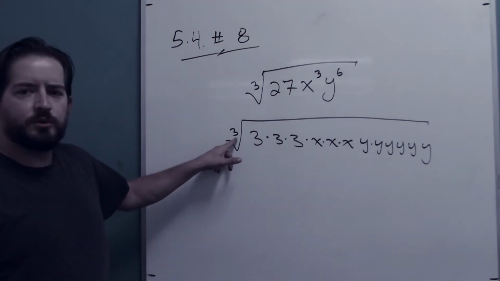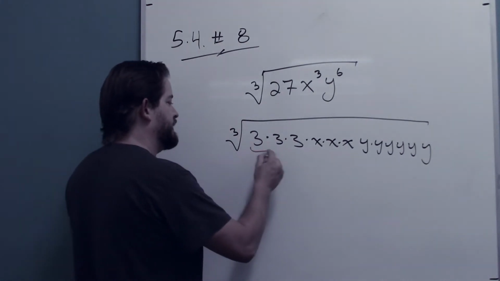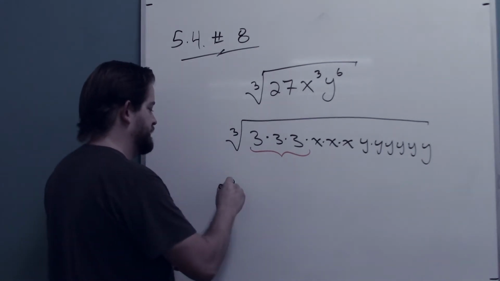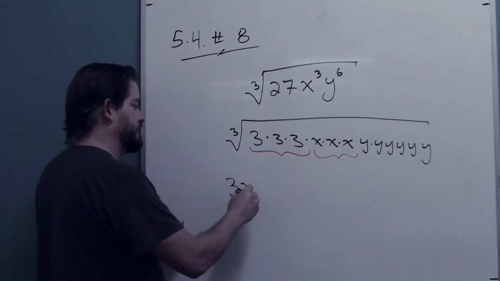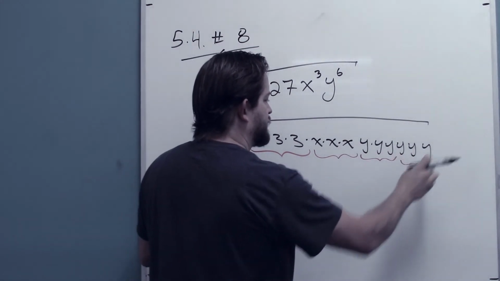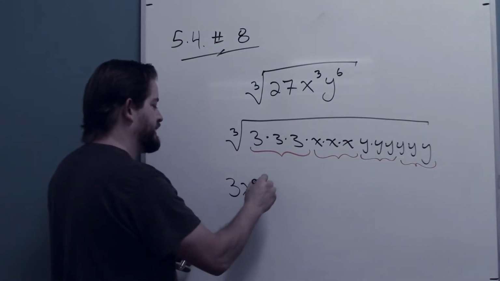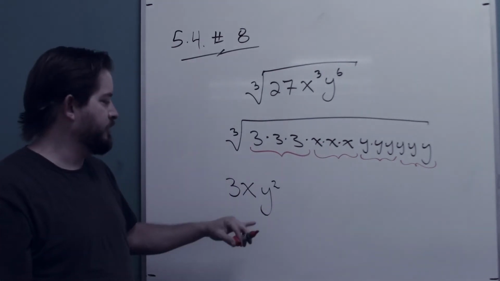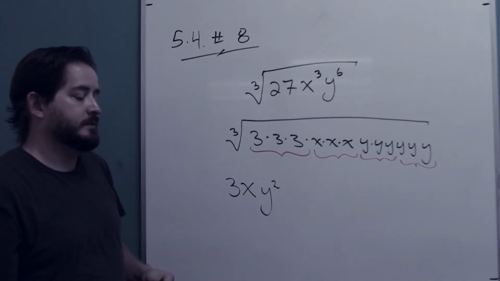And since I'm under a cube root, I need groups of 3 factors. And so I have a group of 3 3's. So that can come out of the cube root as a 3. I have a group of 3 x's, so that comes out of the cube root as an x. And I have a group of 3 y's and a second group of 3 y's. So one y comes out, another y comes out, that's y to the second. And there's nothing left in. Everything was in a group of 3 and it came out, so there is no more cube root. It's just this, 3xy squared. That's it. We're done.